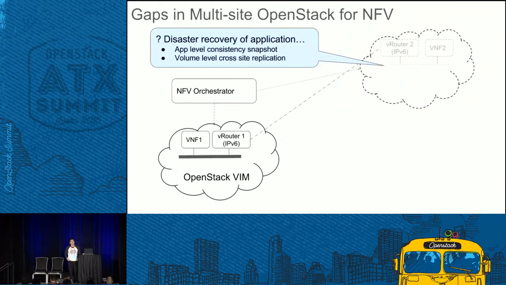Let's first talk about the gaps and challenges for multi-site OpenStack for NFV. We identified that there are some features missing in OpenStack to support disaster recovery in multi-site scenarios. For example, Nova currently only supports a single virtual machine consistency snapshot, so it's not good enough to support application level consistency snapshot for disaster recovery. So we filed a spec in Nova to support application level snapshot, so that the snapshot could be used for disaster recovery, and the code hopefully will be merged in Newton.